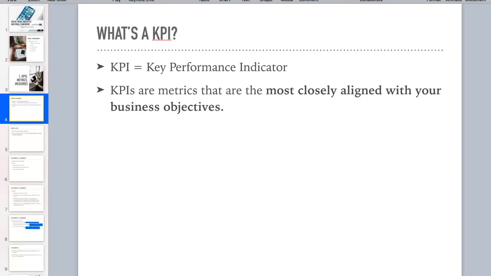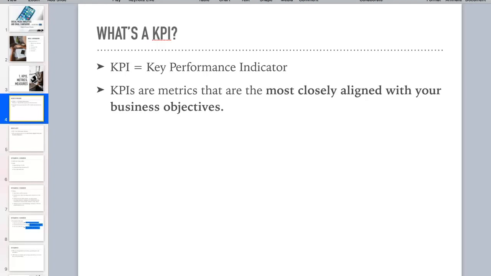Often, KPIs are set by your manager or your manager's boss or someone who has their focus on the business objectives of the company overall. There's a good chance that someone is setting these KPIs for you when you're working in a bigger organization or on a larger marketing team.